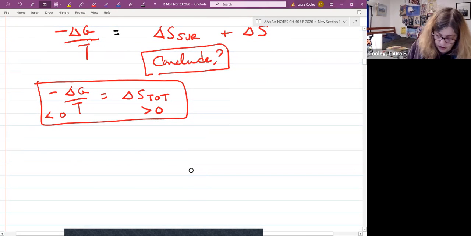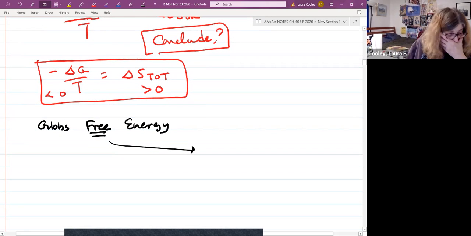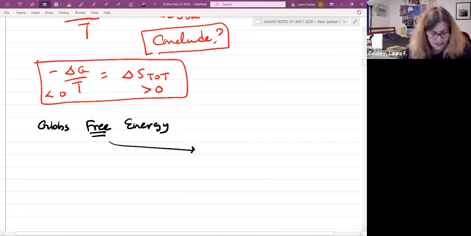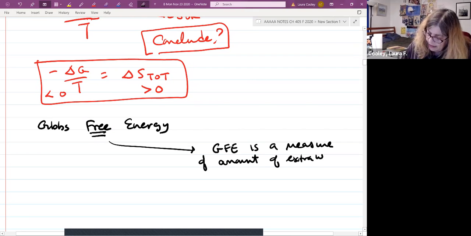And so first of all, why do we call it the Gibbs free energy? The answer is that it's actually a measure of the energy a system has available to it to do extra work, okay? Finally, we're here with extra work. So that's what it is. The Gibbs free energy is a measure of the amount of extra work that a system can do.